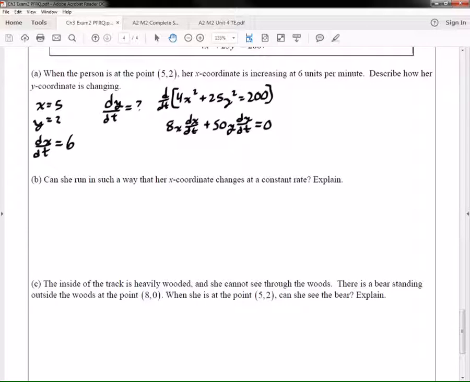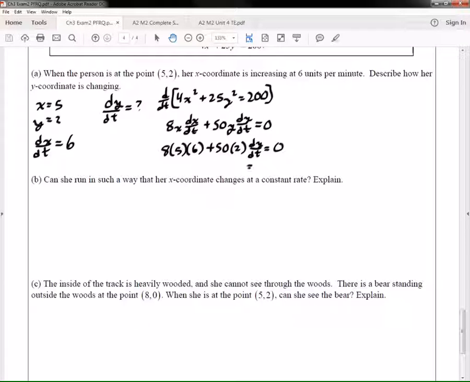Now, when we look at what our result is, we have 1, 2, 3, 4 variables in this equation. Do we have all of those? This is the prize. That's what we want. We want dy over dt. We have an x, which is 5. We have a dx over dt, which is 6. We have a y. What's our y? It's 2. And then dy over dt is what we're looking for. All right, so now we only have one unknown variable. 8 times 5 is 40, times 6 is going to be 240.